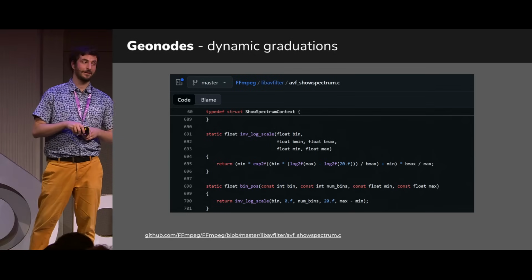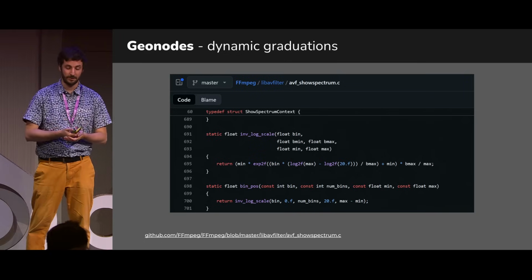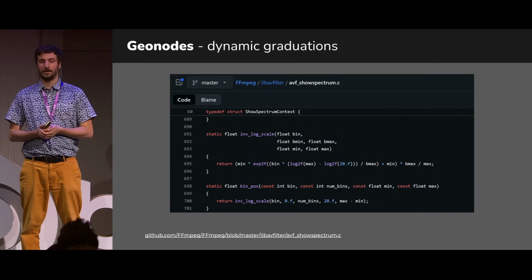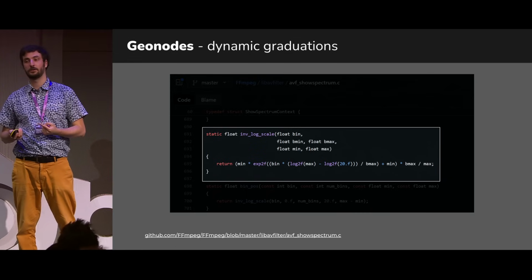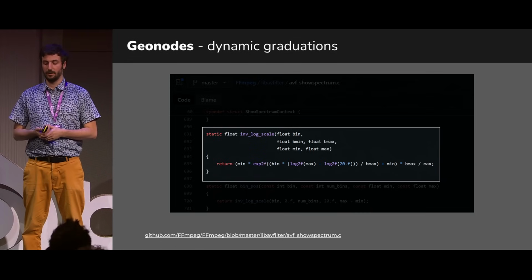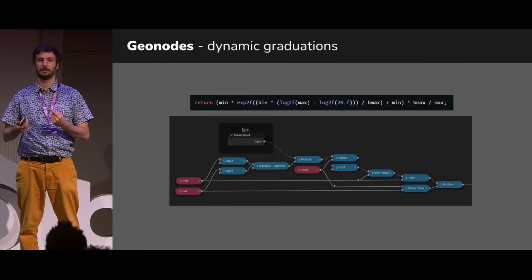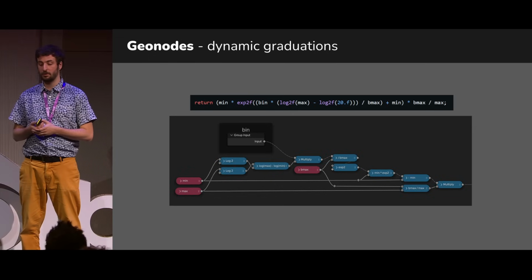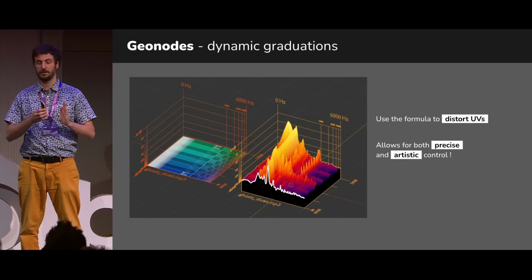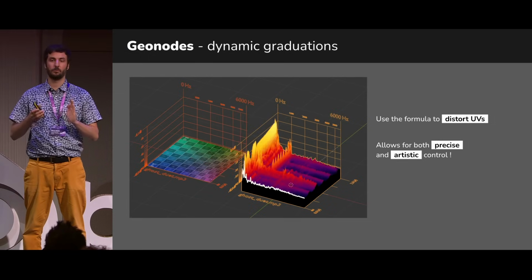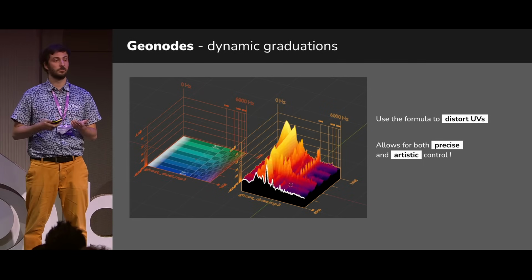I dug inside the code of FFmpeg, because it's open source. Thanks a lot for that. This allowed me to find the function that made the logarithmic distribution I just talked about. By understanding this function, I was able to make it back inside geometry nodes. And this allowed me to not have to choose between distributions. I could just distort the UVs to go from one distribution to the other. So that way I don't have to choose, neither does the user.